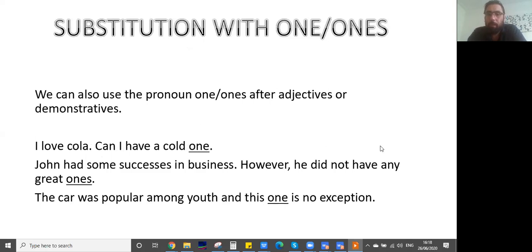Now, another way of using substitution is by using the pronoun one or ones after adjectives or demonstratives. Okay, so here we have, I love cola. Can I have a cold one? So what are we trying to avoid in the first sentence?